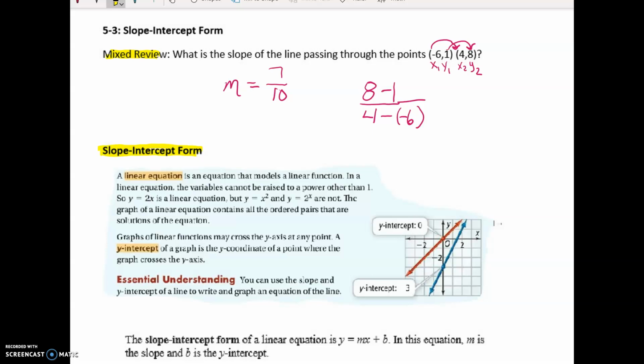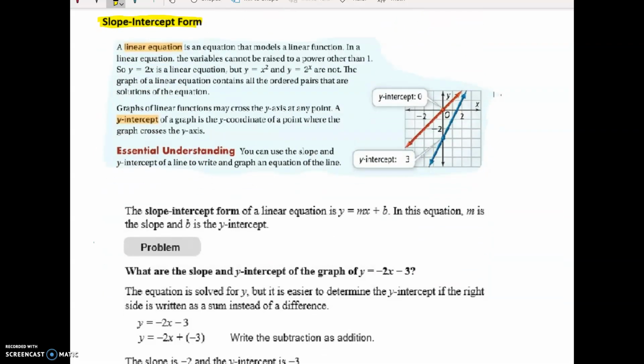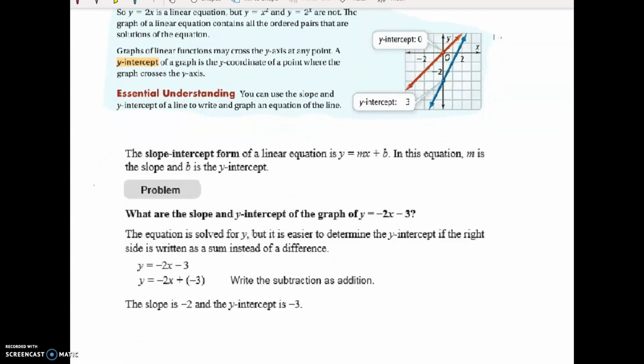So we can use slope and y-intercept of a line to write and graph an equation of that line. Today we're going to focus on the equation portion, and then tomorrow we'll focus on the graphing portion. We're going to split this up into a couple of days because it is important. You'll be using this a lot.